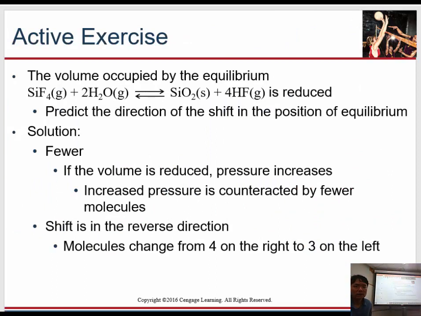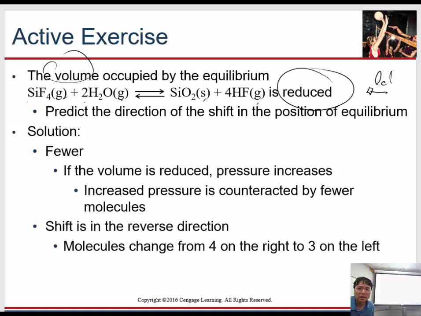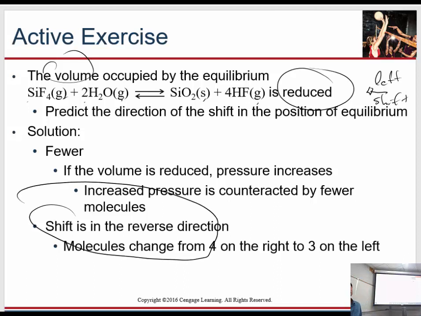Okay, let's take a look at this. If we reduce the volume, okay, so let's count it. This is gas, that's gas. So there's 3 moles of gas. 1 plus 2, 3 moles of gas. Over here, this is solid, so ignore that. This is 4 moles of gas. So if we reduce the volume, it's going to favor the side with 3 moles of gas, and so we expect to shift left. So left shift, or the reverse reaction. So shift is reverse direction.